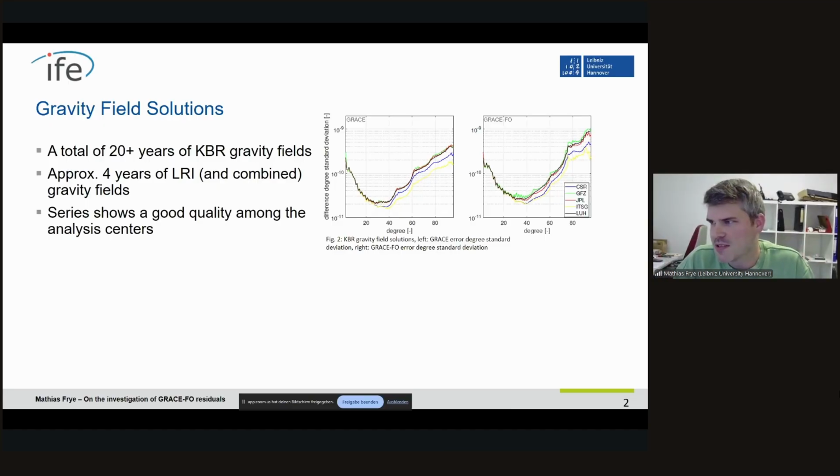We have also made some recent changes in the processing strategy, which is not part of the presentation today. But it mainly focuses on noise modeling, which has improved our solutions even further.